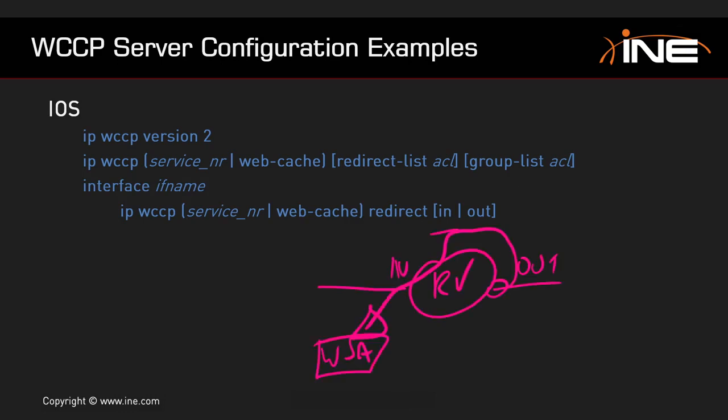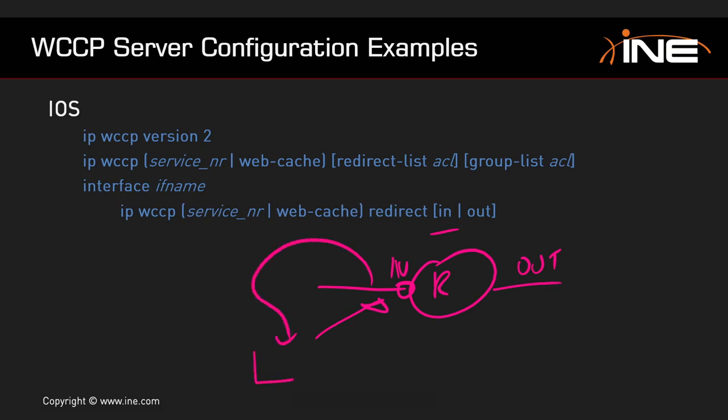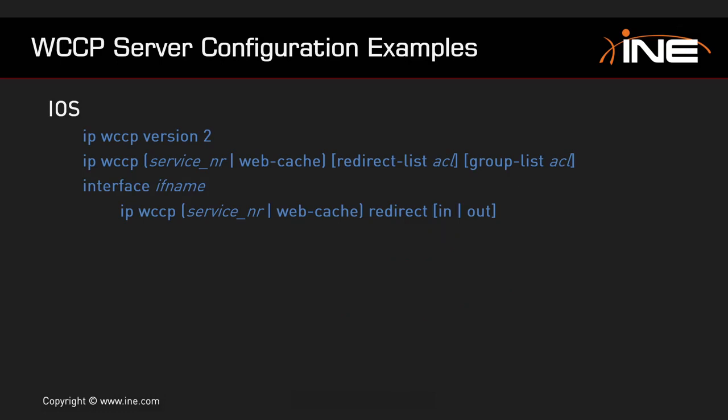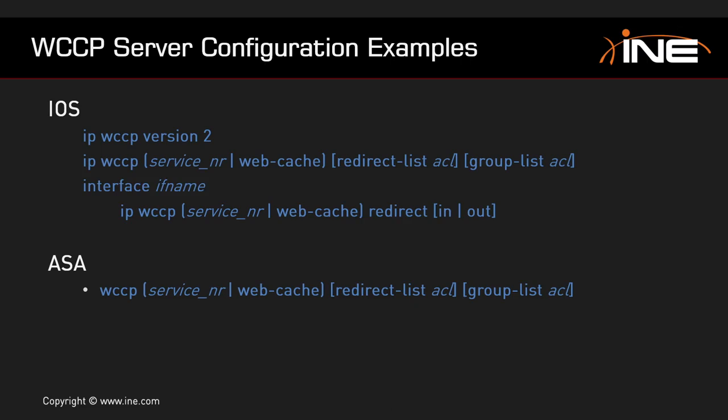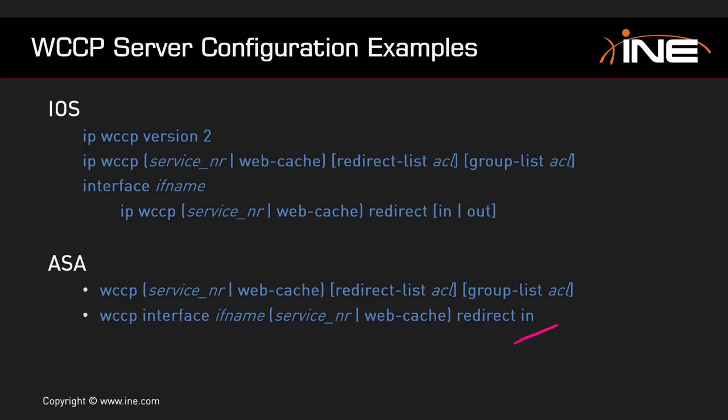Versus when you do the redirection in the inbound direction, over here, the device doesn't process the packet, it immediately sends it to the WSA. So this is a more performance-friendly approach. On the ASA, the syntax is going to be almost the same. We just skip the ip keyword. We simply say wccp, build an instance, and attach it to an interface. The only direction supported on the firewall is inside.